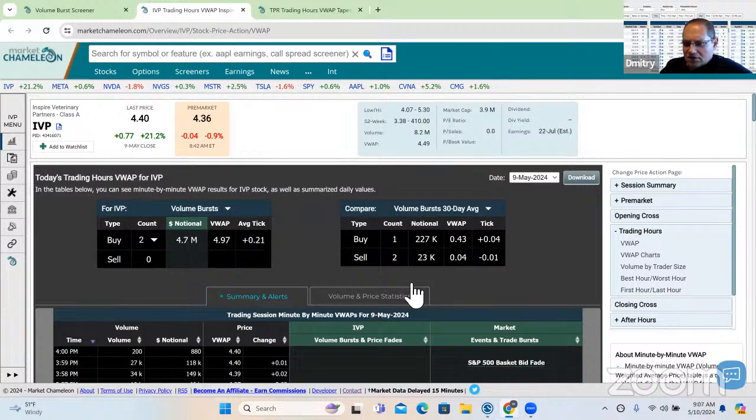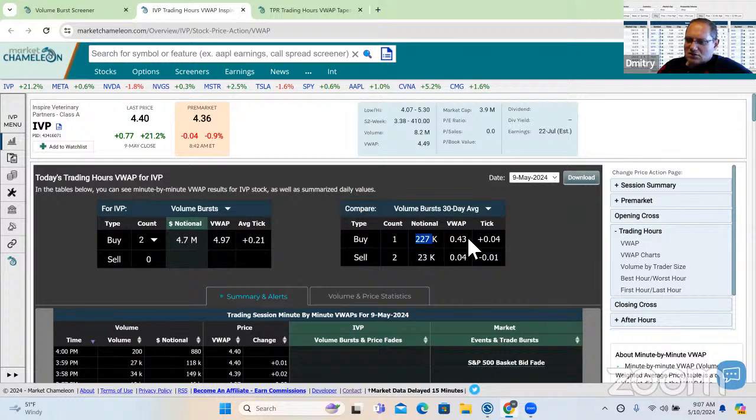And we could compare it. What does it typically look like on an average day? In the last 30 days, you saw 1 volume burst on the buy side, 2 on the sell side. And so this count is not that unusual. We're not seeing a consistent or persistent buy. There was only 2, right? And the notional value is much higher, 4.7 million versus 227,000.